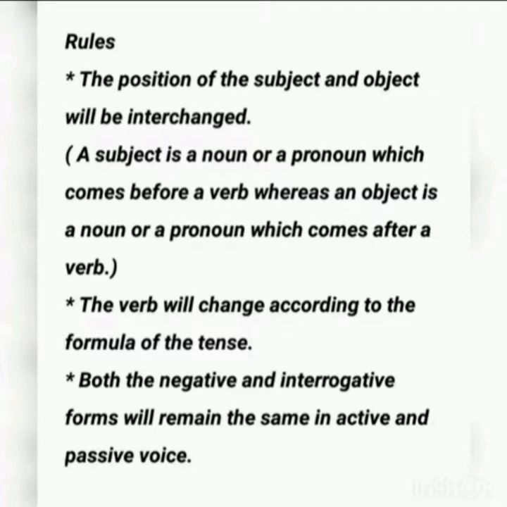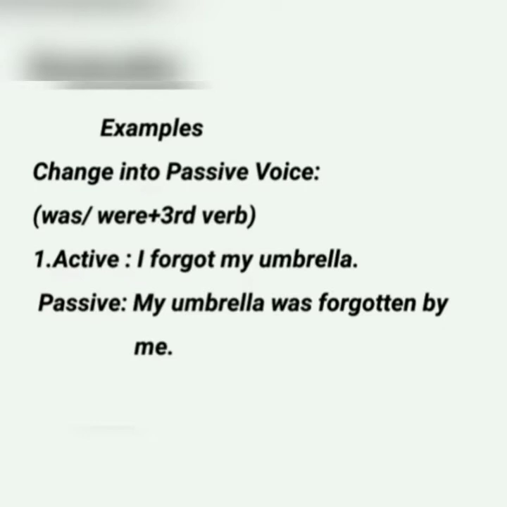Now let us learn how to change into passive voice. The formula is was or were plus third form of the verb. Here are some examples. Number 1, active. I forgot my umbrella. I is the subject, forgot is the verb, my umbrella is the object. Remember, we have to change the position of the subject and the object.